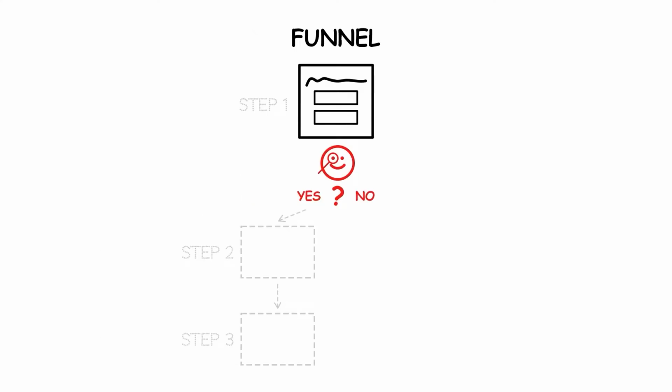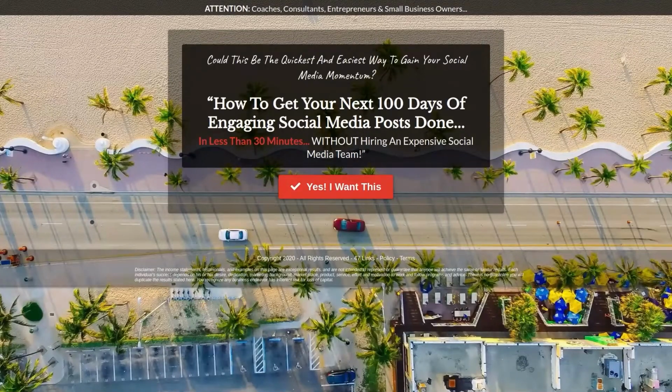On the other hand, a strategically built lead funnel like 47smi.com focuses on only one thing, and it builds a huge curiosity with that one thing without causing any confusion. People have only one decision to make: do I want this one thing? That's it. And for those who decide they want to find out how to get their next 100 days of engaging social media posts done in less than 30 minutes without hiring an expensive social media team, for those, there is only one step-by-step way to do that.